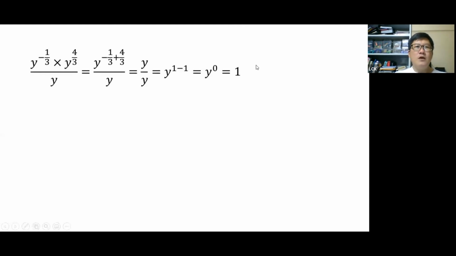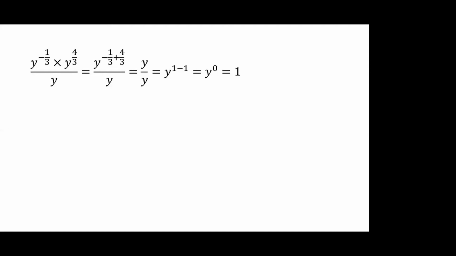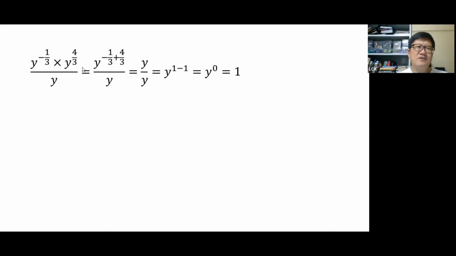Another one that looks quite similar. You have y to the power of minus 1 over 3. After that, you have y multiplied by y to the power of 4 over 3. All right, divided by y. Again, go for the part that is most messy. And the part that's most messy is the numerator. So we're going to settle the numerator first. We're going to take care of the numerator first.